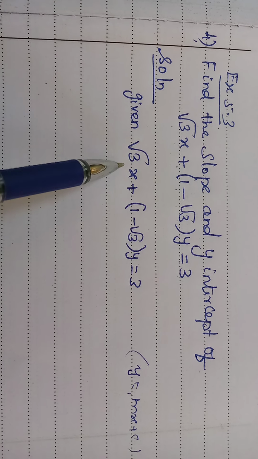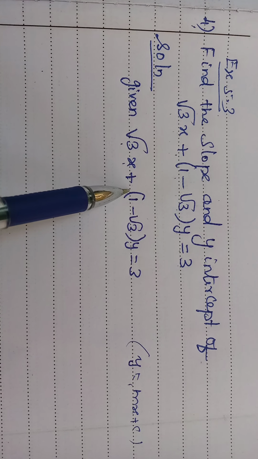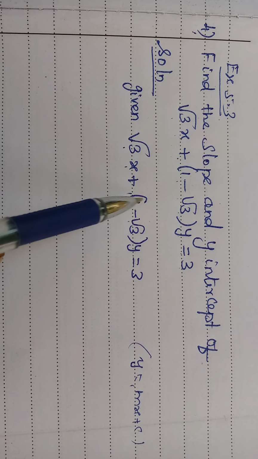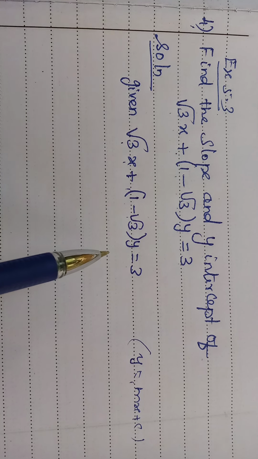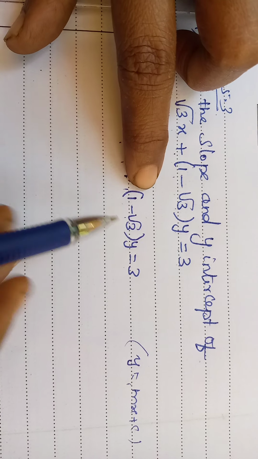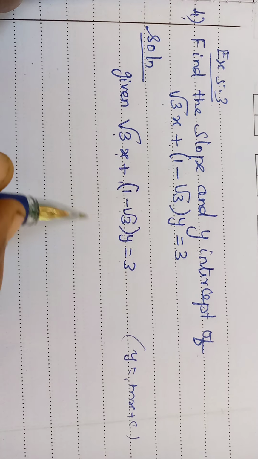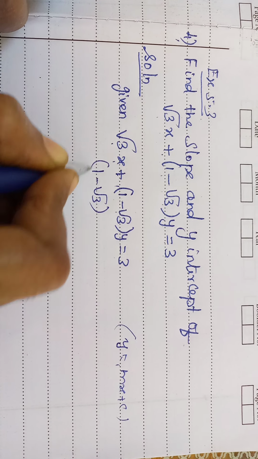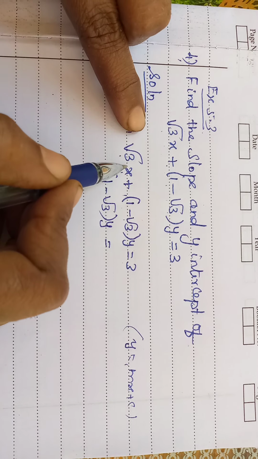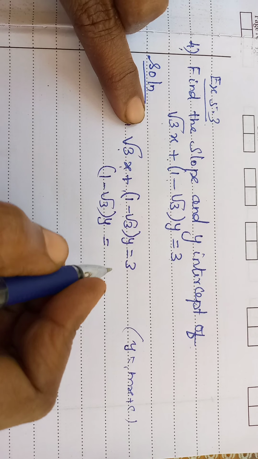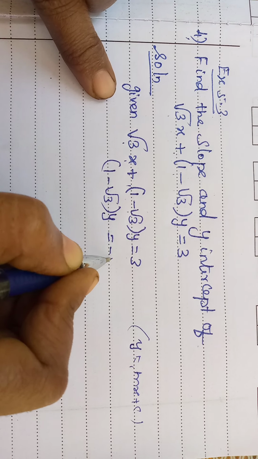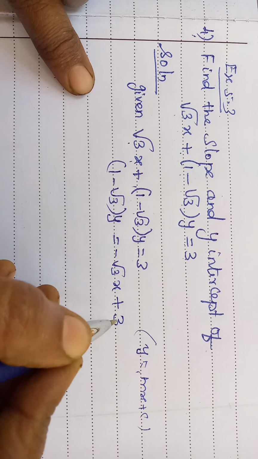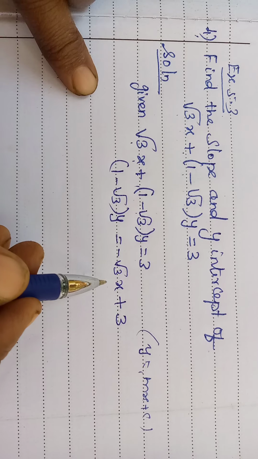Okay, so the given equation is root 3 into x plus (1 minus root 3) into y is equal to 3. Let's rearrange it in y is equal to mx plus c form. Only the y term we keep here, the remaining terms we take to the right side. So (1 minus root 3) into y is equal to minus root 3x plus 3, where 3 is the constant term.